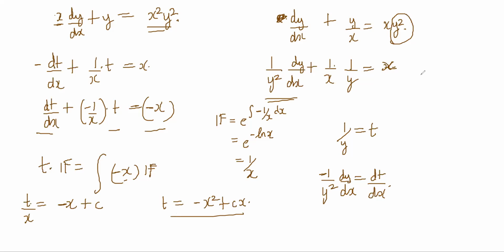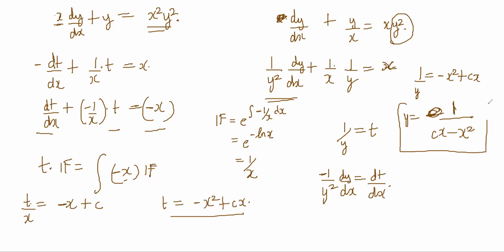And t is 1 by y. So 1 by y is equal to minus x square plus cx. So y is equal to 1 by cx minus x square. So we are able to solve it by thinking of the substitution, right? See, he has also gotten y is equal to 1 by cx minus x square.